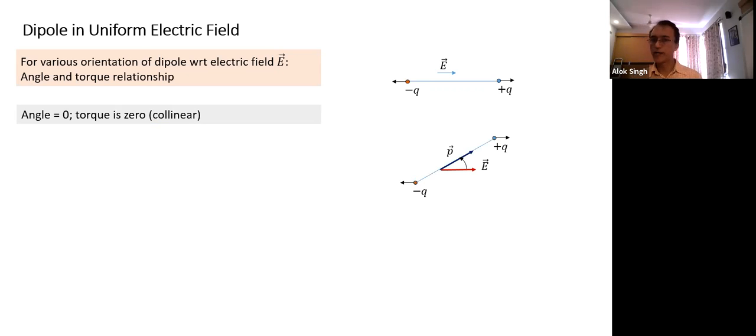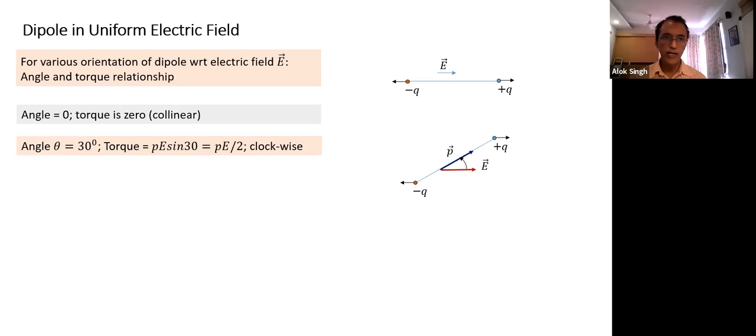What if I turn the dipole? Suppose I rotate the dipole by 30 degrees. So what has happened? Have these forces changed? Forces have not changed. Neither their magnitude has changed, nor their alignment. What has happened is that the perpendicular distance between the forces has increased. So suppose this angle theta is 30 degrees. What will be the torque here?